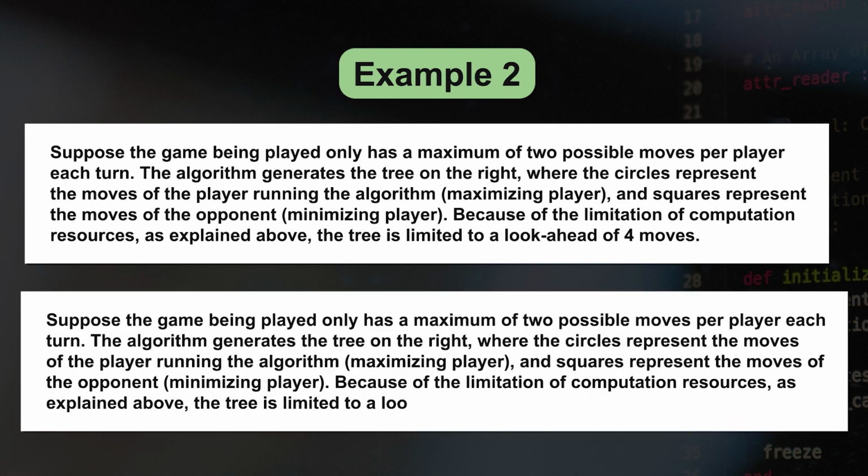The algorithm evaluates each leaf node using a heuristic evaluation function, obtaining the values shown. The moves where the maximizing player wins are assigned positive infinity, while the moves that lead to a win of the minimizing player are assigned negative infinity.